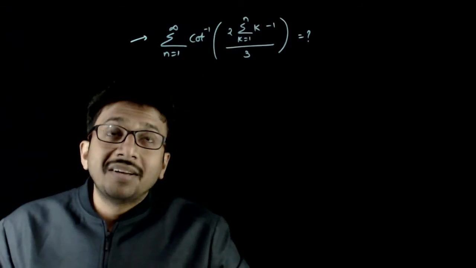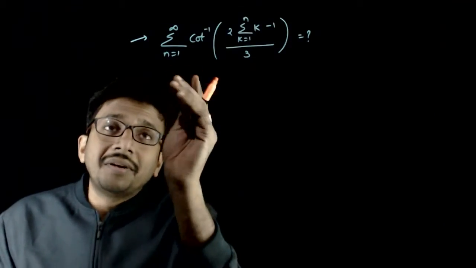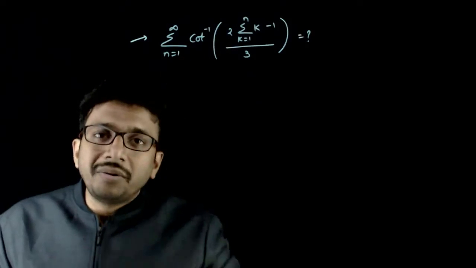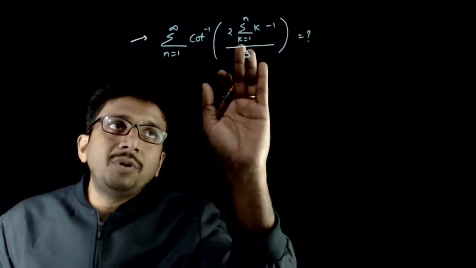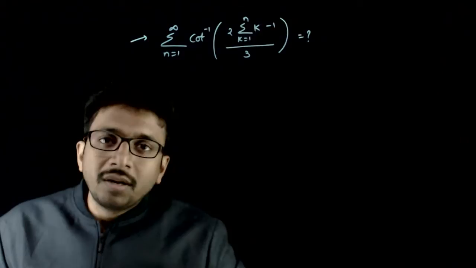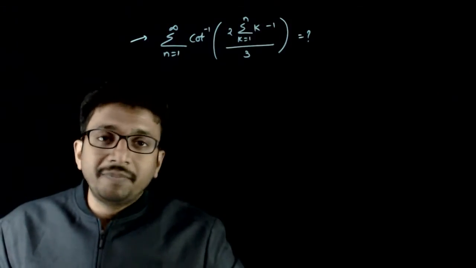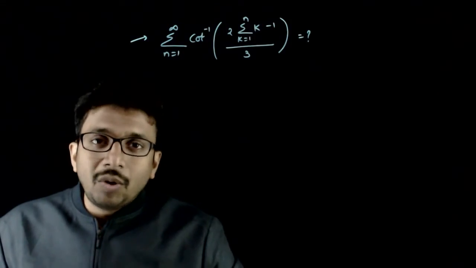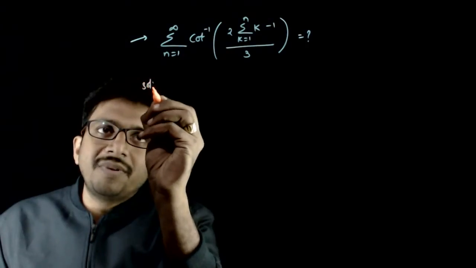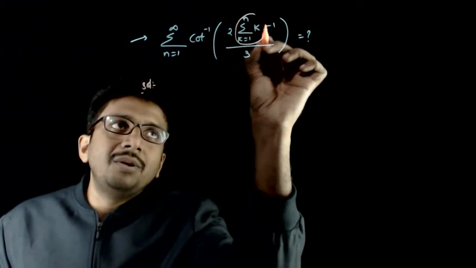So welcome students. In this question, you're asked to find the sum from n equals 1 to infinity of cot inverse of 2 times the sum from k equals 1 to n of k, minus 1 by 3. So how do we go about doing this problem? First, let us try to simplify this expression.